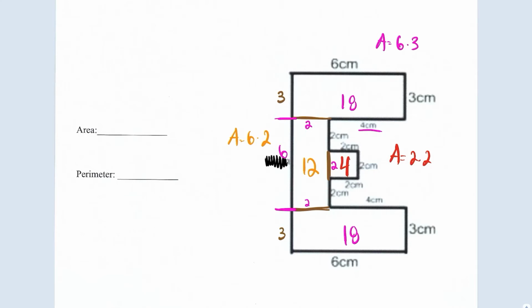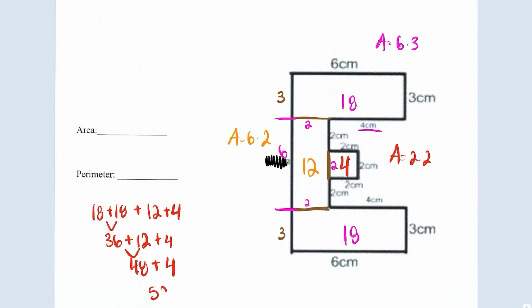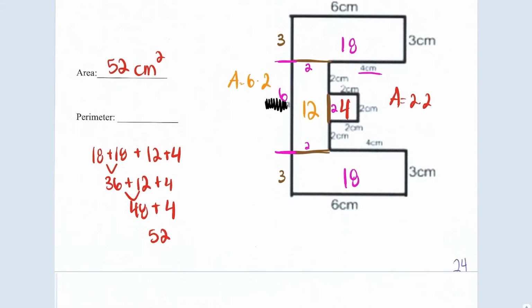So let's go ahead and add all of those together. So I have 18 plus 18 plus 12 plus 4. I know 18 plus 18 is 36. 36 plus 12 gives me 48. Plus 4 gives me 52. And they give me units this time, so it's going to be 52 square centimeters.